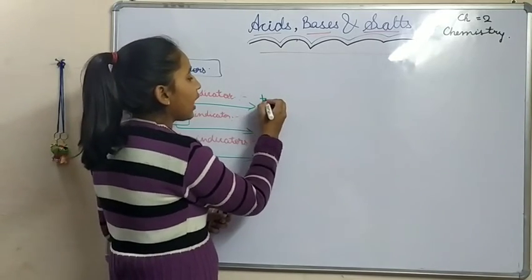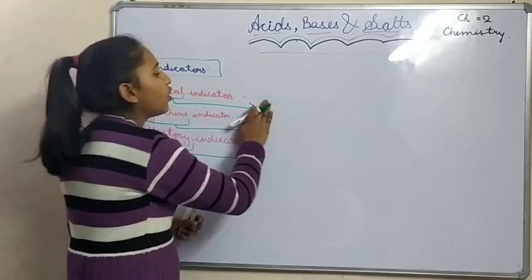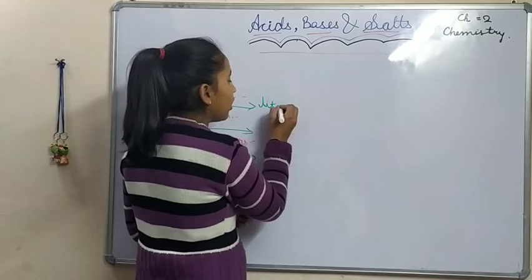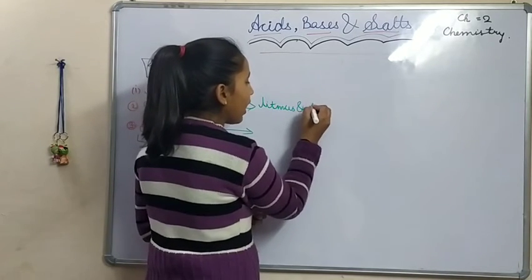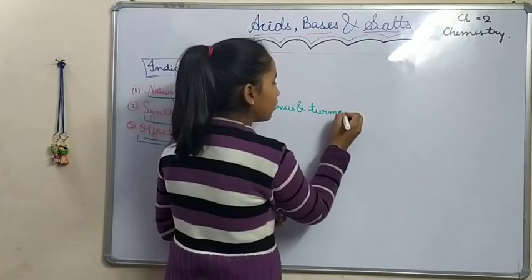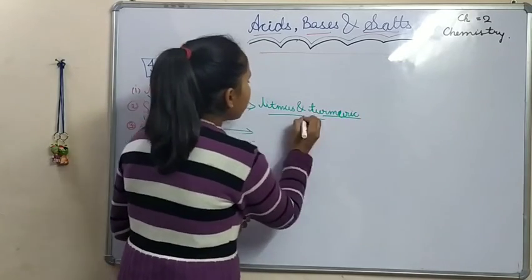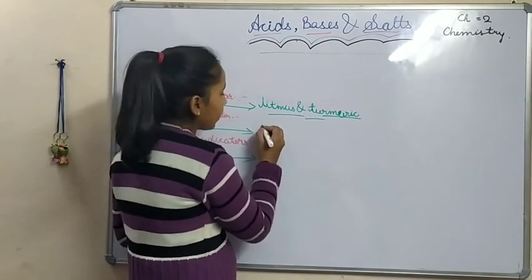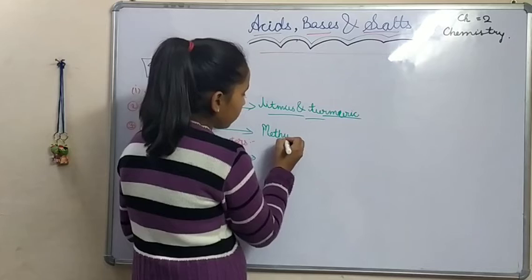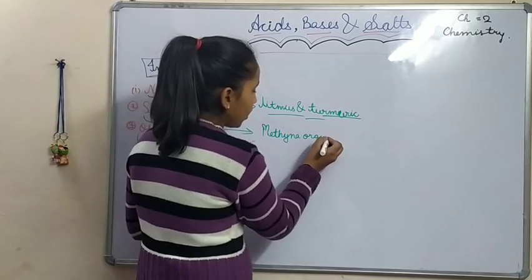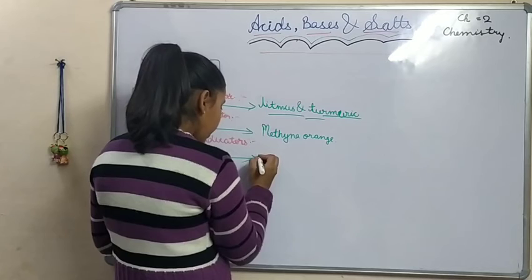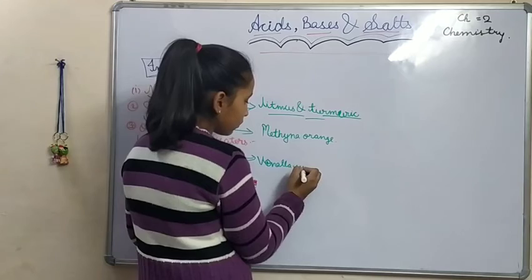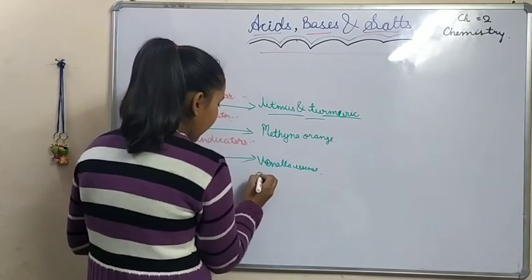For natural indicators, I can take litmus and turmeric. For synthetic indicators, I can take methyl orange. For olfactory indicators, vanilla essence and clove oil.